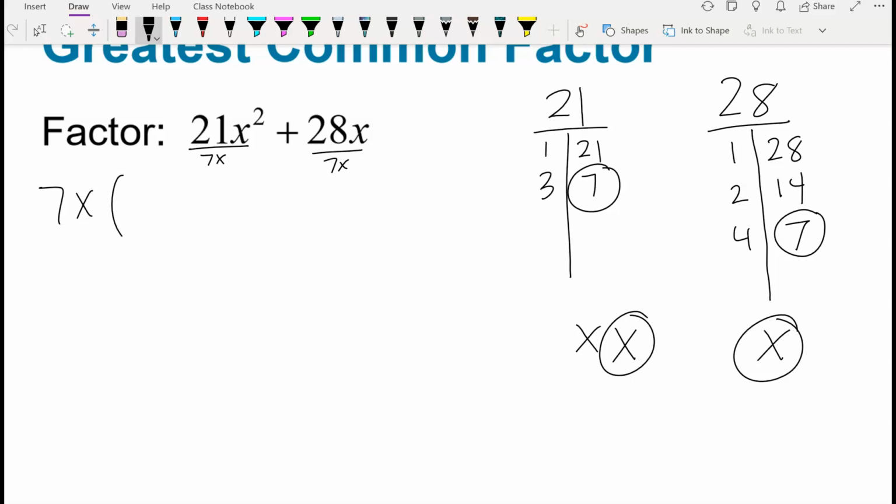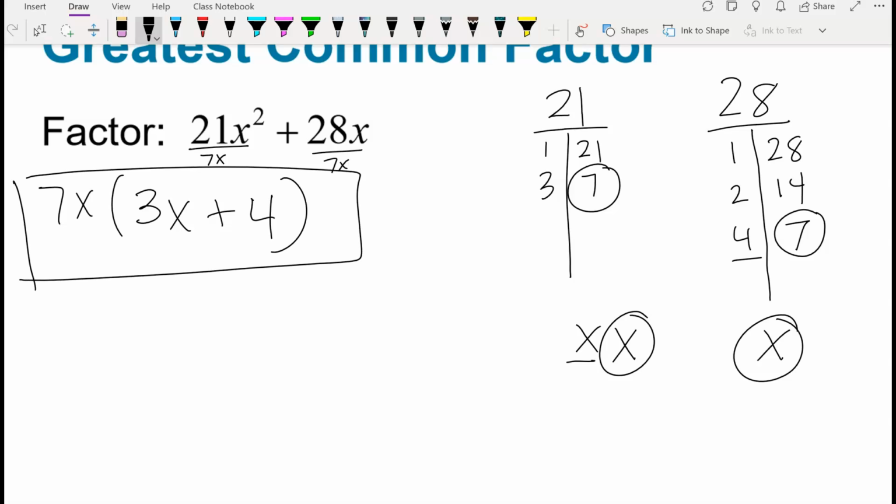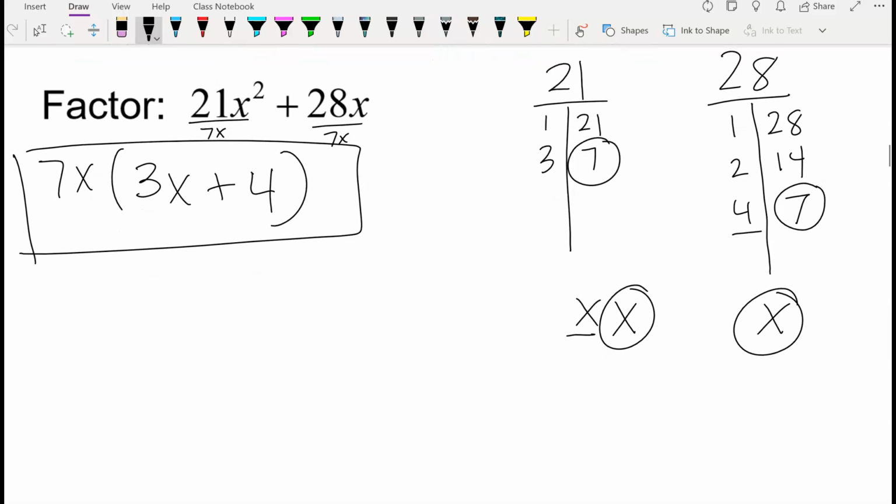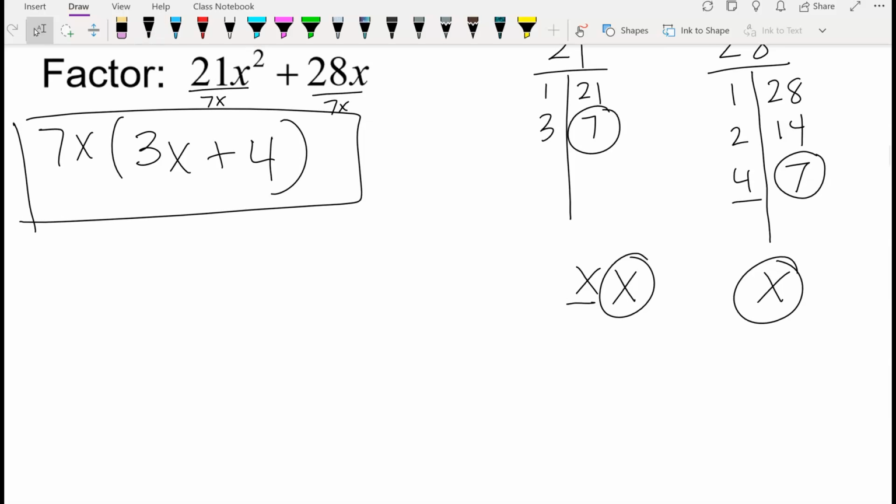So 21 divided by 7 is 3. X squared, take away an x, we just have that one x left over. Plus 28 divided by 7 is 4. And then we don't have any x's left over. So that would be our answer. So just taking out that GCF from each and then writing what's left over.